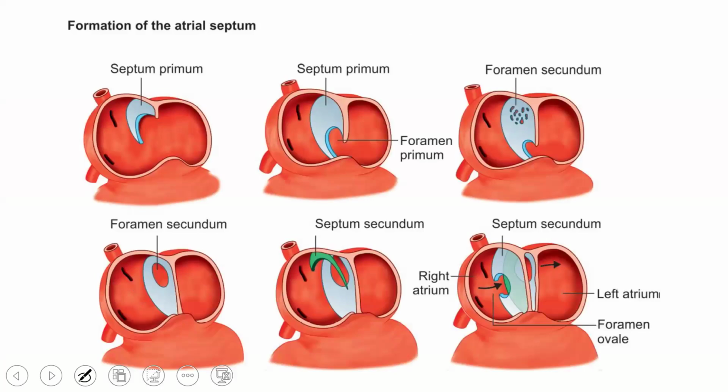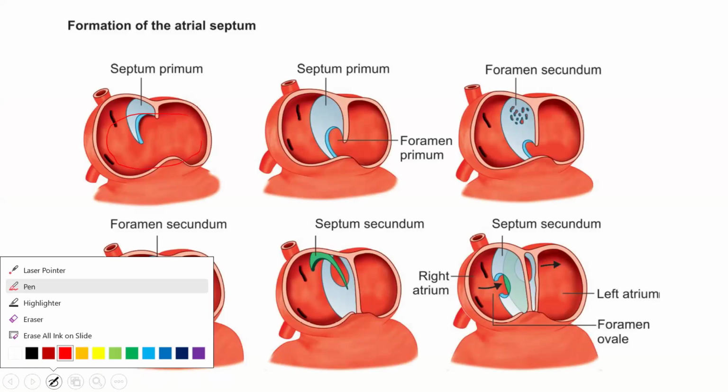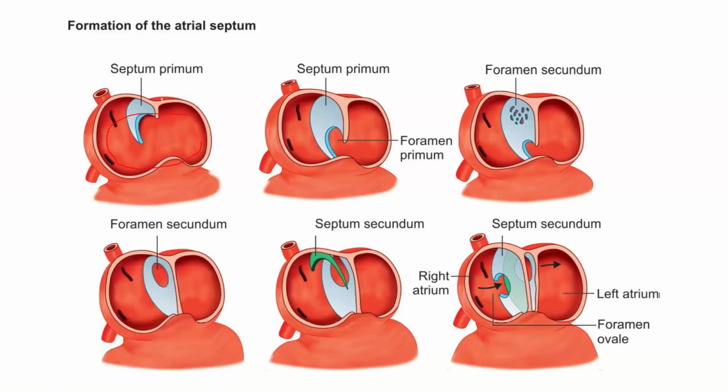Now, initially you have one atrium as shown here, one big chamber. But this primitive atrium has to be divided to form the right and the left atria. How does this take place?